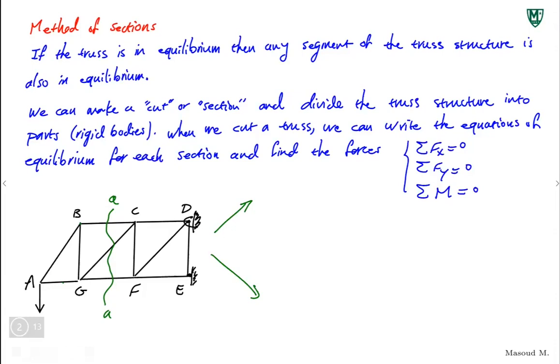One side, if you look at the left side, I'll get something like this. This is there. And then I have members that are like this, following the cut line, and this is there. This would be A, and the force is there. This is B, and this is G.